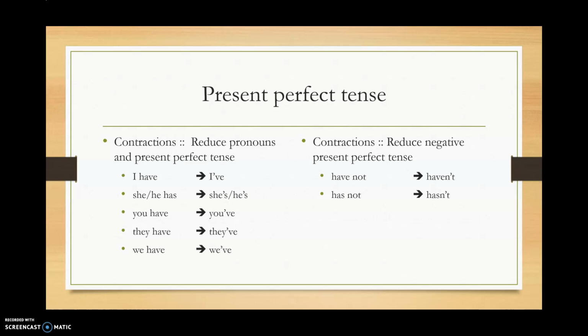We do contractions with present perfect tense as well. So we reduce pronouns in present perfect tense. I have becomes I've, she or he has, she's and he's, you have, you've, they have, they've, we have, we've. And we also reduce negative present perfect tense as well. So have not can become haven't, has not can become hasn't.